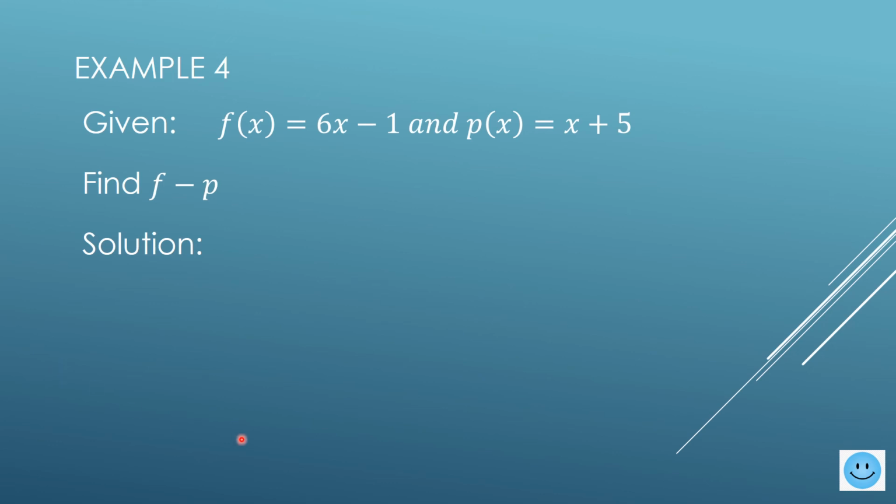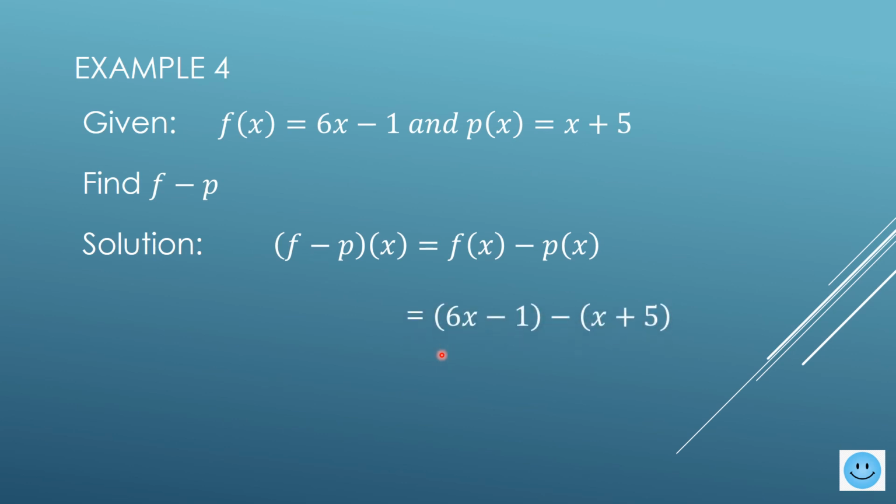Up next, we have example number 4. Given f of x equals 6x minus 1 and p of x equals x plus 5. Find f minus p. So the same, write out the function starting with the definition, we have f minus p of x equals f of x minus p of x. And then substitute the function. So we have 6x minus 1 minus x plus 5.